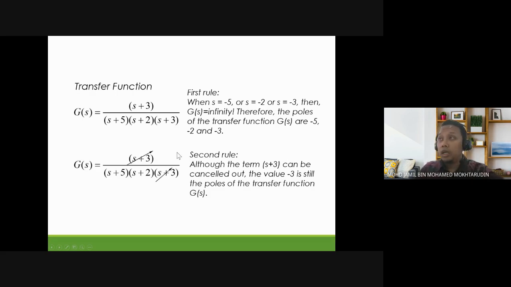So please remember, to find poles, basically, it is the value of s when the denominator equals 0. Please remember this because we will use the concept of poles and zeros from now until the end of this course.